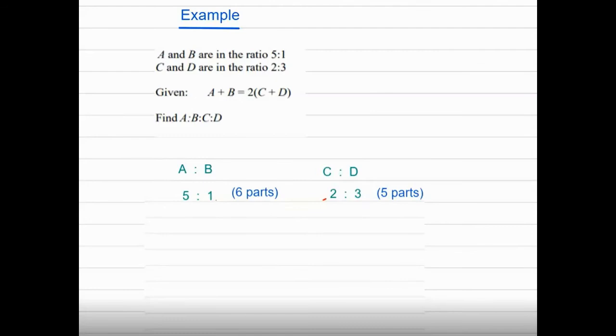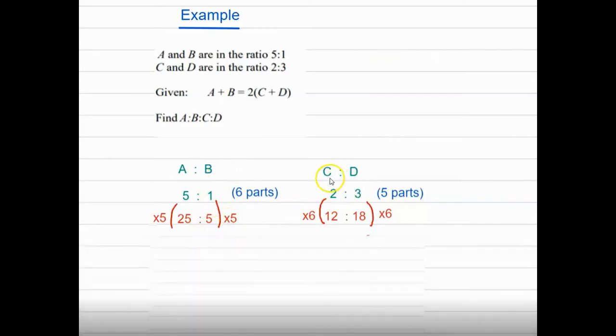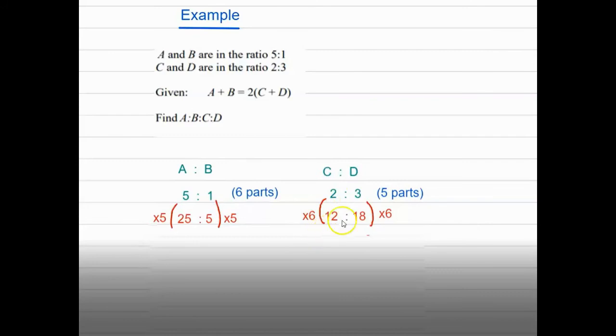Adding the number of parts of A plus B, so we have 6 parts, and C plus D is 5 parts. Now we're going to make both the same by multiplying the first group by 5 and the second group by 6. So for A, 5 times 5 is 25, and for B, 1 times 5 is 5. Now for C to D, we multiply 2 times 6 is 12, and 3 times 6 is 18. If we add both 25 and 5, we have a total number of 30 parts, and the other side, 12 plus 18 is also 30 parts.